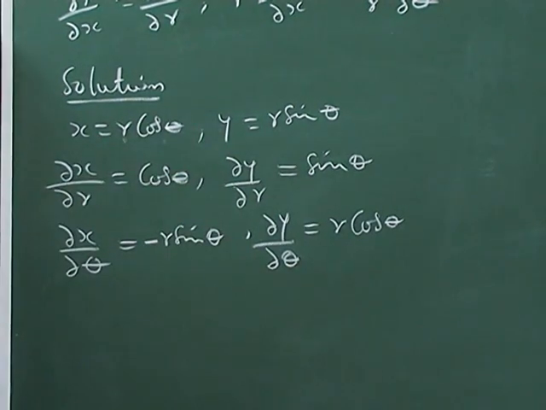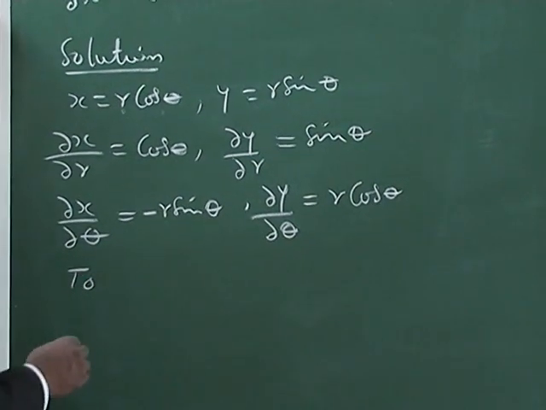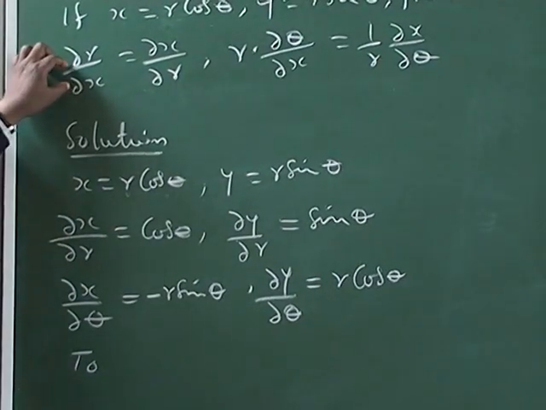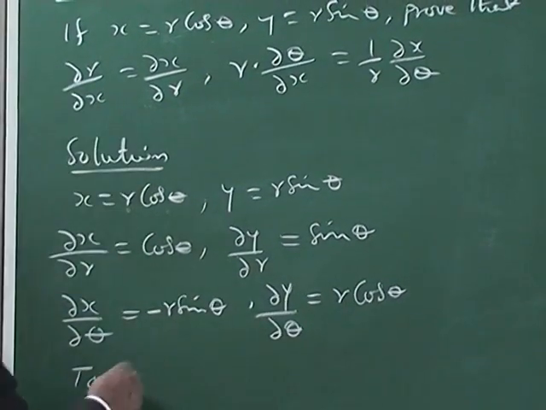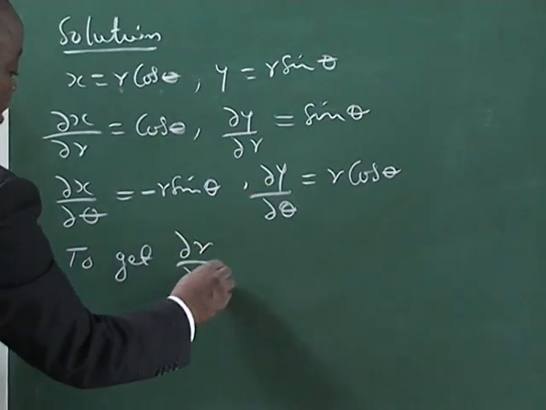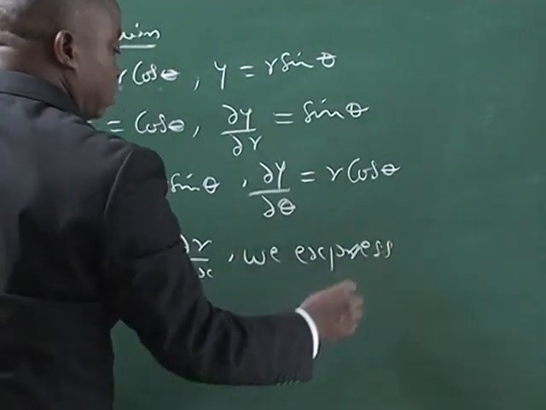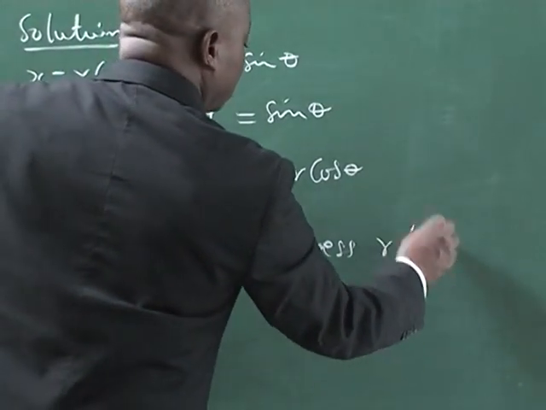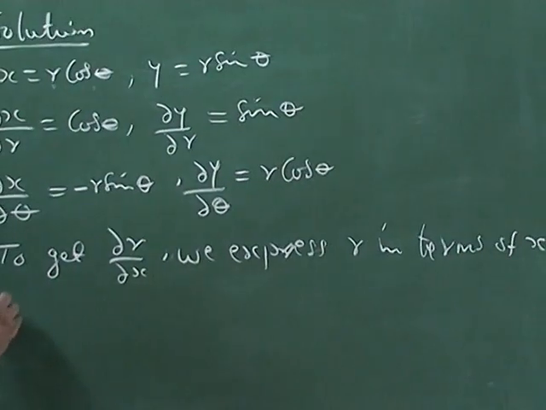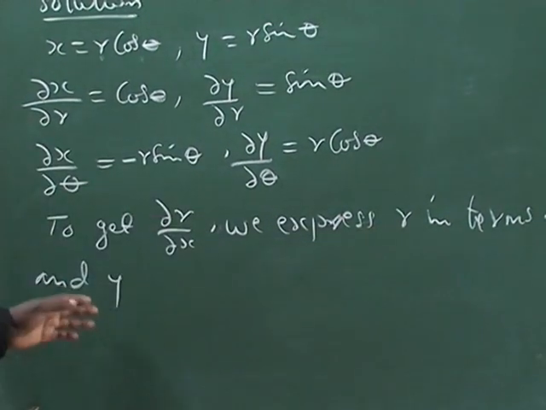All right. Now, this is partial x partial r. So let's find partial r partial x. And so to get partial r partial x, we express r in terms of x and y. We express r in terms of x and y.